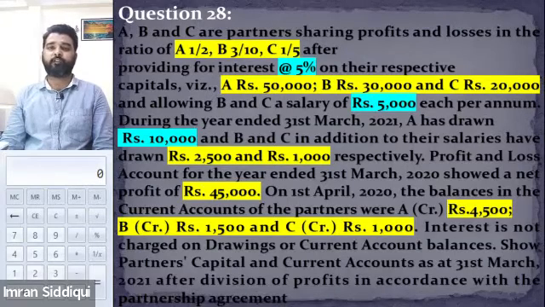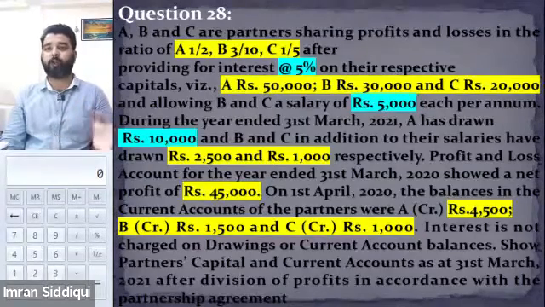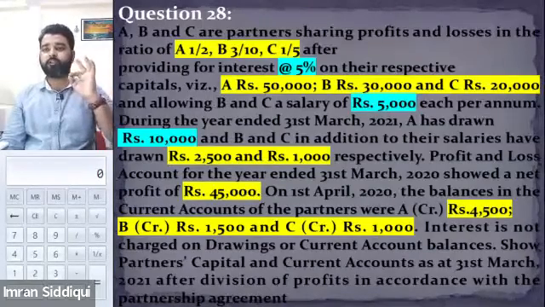Otherwise, if it is not given in the question that drawings have been made out of capital, then we will simply presume that such drawings are made out of the profits. And in that case, the drawing will be recorded on the debit side of the current account. Otherwise, if the question specifically mentions that drawing is made out of capital, then only we will record that kind of drawing in the partner's capital.